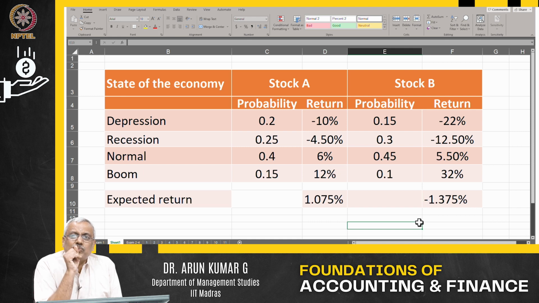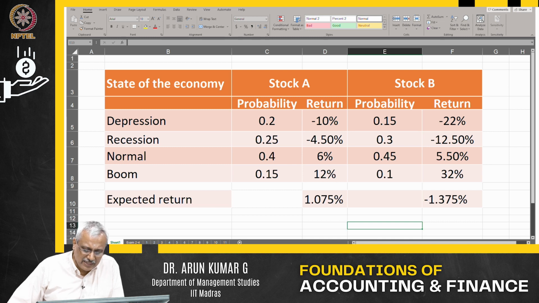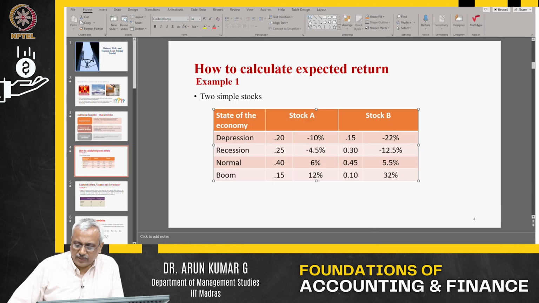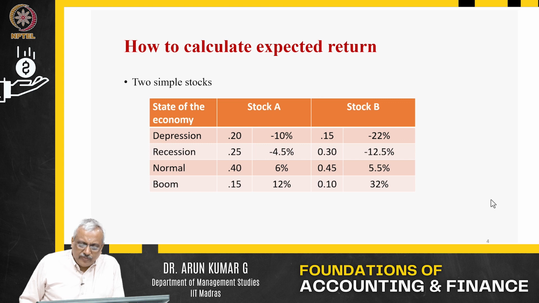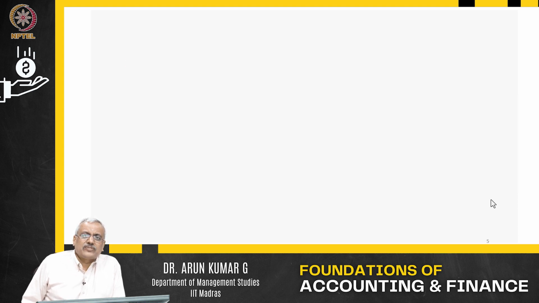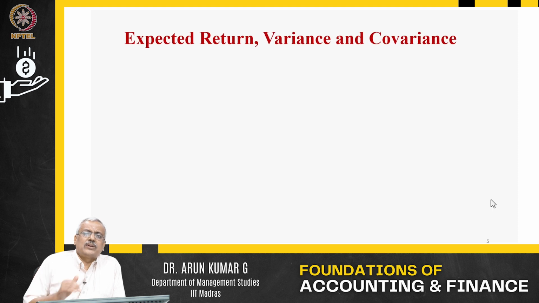So, this is how you basically calculate the expected return of a particular stock. What is the probability of each of these situations occurring is what you will take and consider. We move on further. I've taken two simple stocks in example one. That's okay. Now I'll move to the next stage.